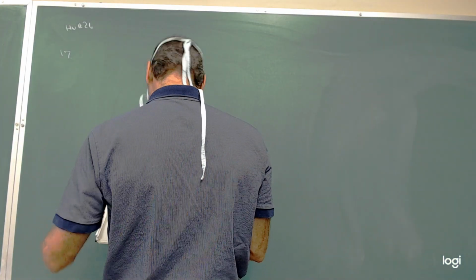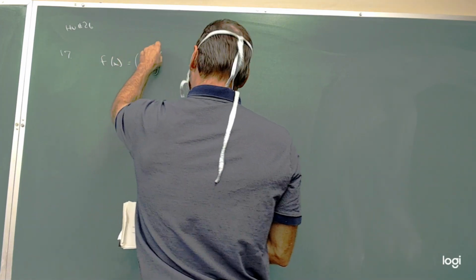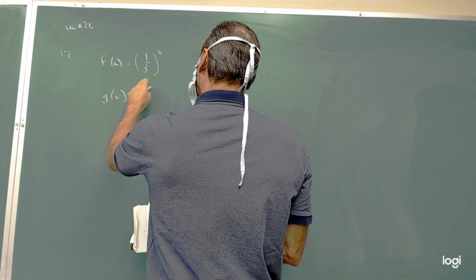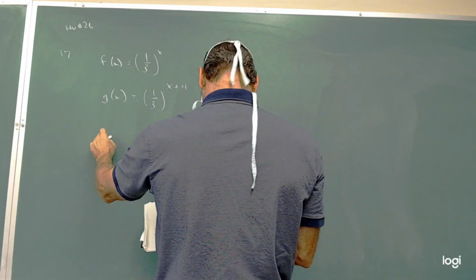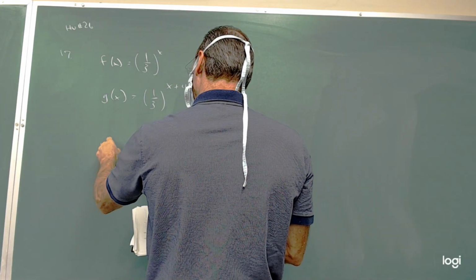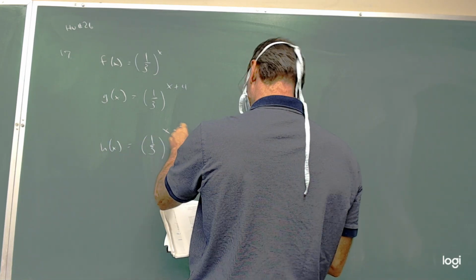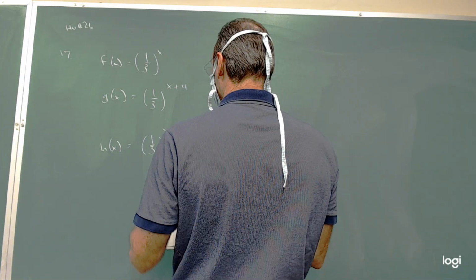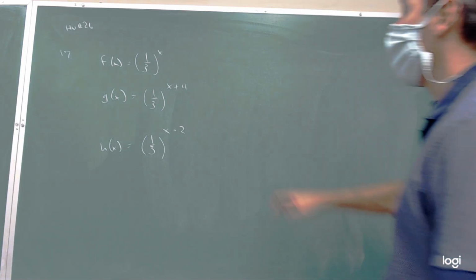So we have f of x is 1/3 to the x, does that sound right? Yeah. And g of x is 1/3 to the x plus 4 power. And h of x is going to be 1/3 to the x minus 2 power. And how do the graphs compare to the graph of f of x? So we want to know how do g and h compare to the graph of f of x.